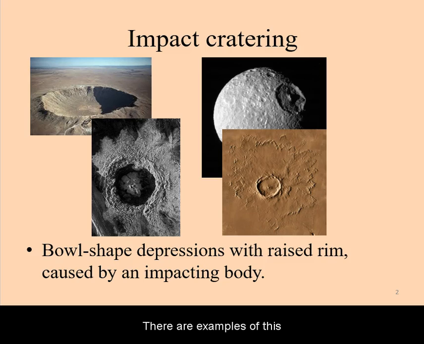There are examples of this on Earth, Venus, Mars, and even in the outer reaches of our solar system on the surfaces of icy moons. Some impact craters, particularly young ones, have a rough surface surrounding them known as an ejecta blanket.